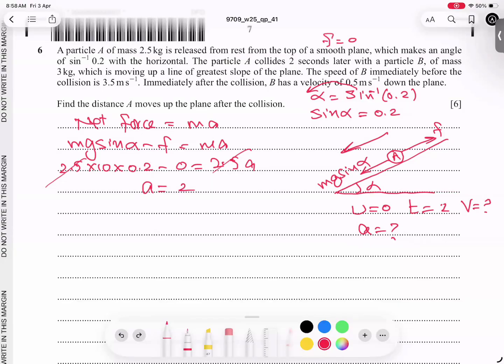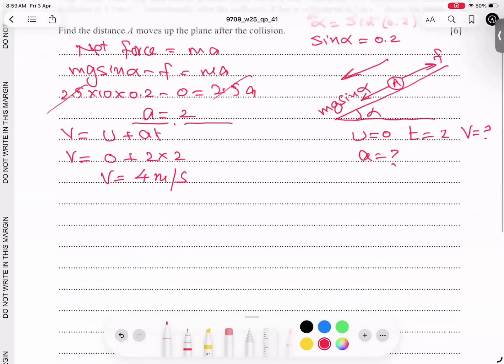So what is the formula I'm going to use from here? V is equal to U plus AT. V is what we need, U is 0, acceleration is 2, and time is also 2. So I got 4 meters per second. Now I'm going to plan now, students, what situation we have.